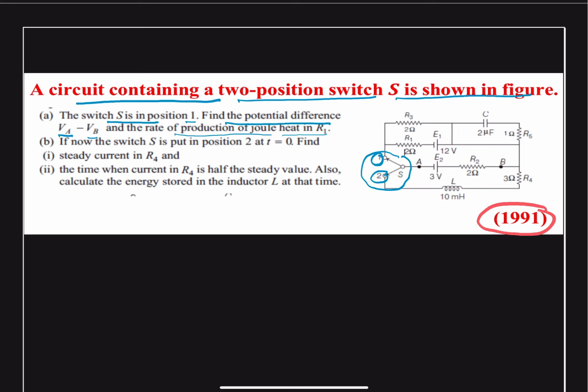And for part B, it's given that the switch is put in position 2 at t is equal to 0. Find the steady current in R4. The time when current in R4 is half the stated value. Also calculate the energy stored in inductor L at that time.